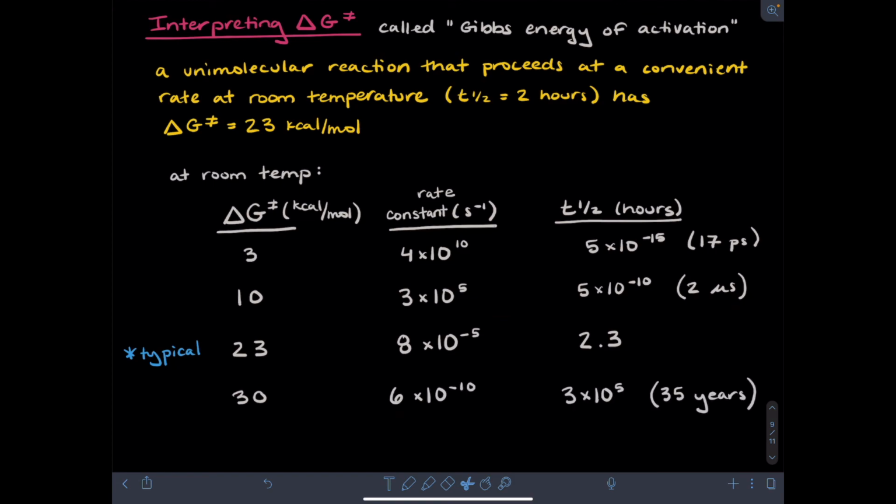Going from the free energy of activation of 23 just to 30 causes the rate constant to drop significantly. Now it's down to 6 times 10 to the negative 10th power. And this would correspond to a half-life of 35 years. So it's not that you can't run a reaction with a delta G double dagger value of 30, it's just that you would want to run it at higher temperatures instead to make it go faster.